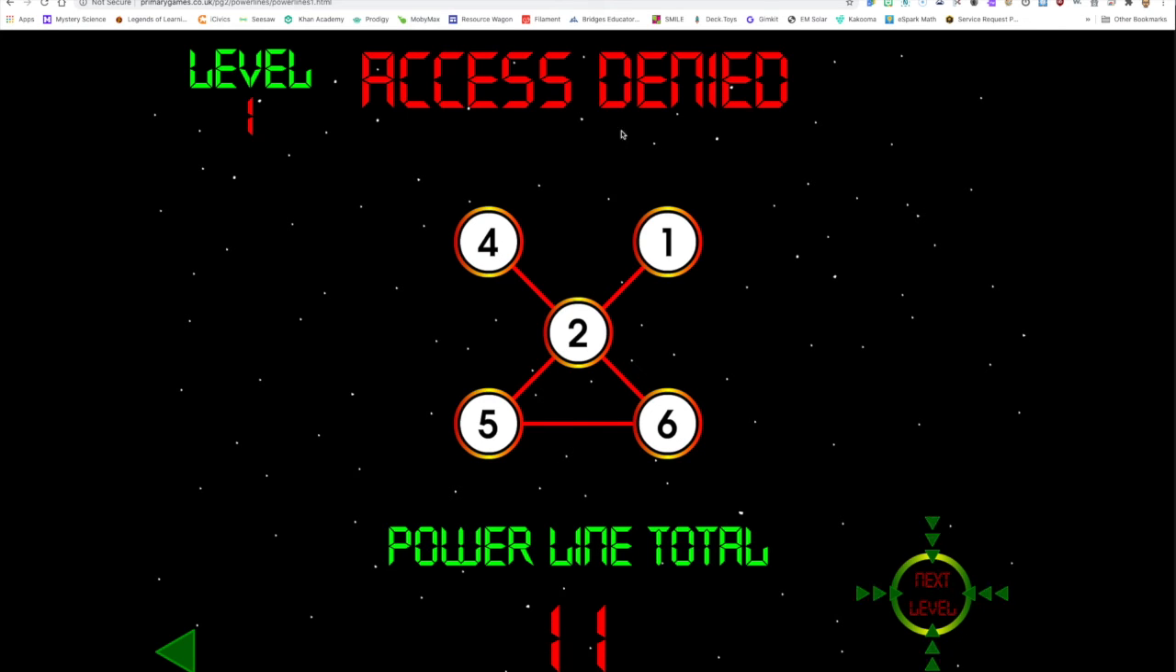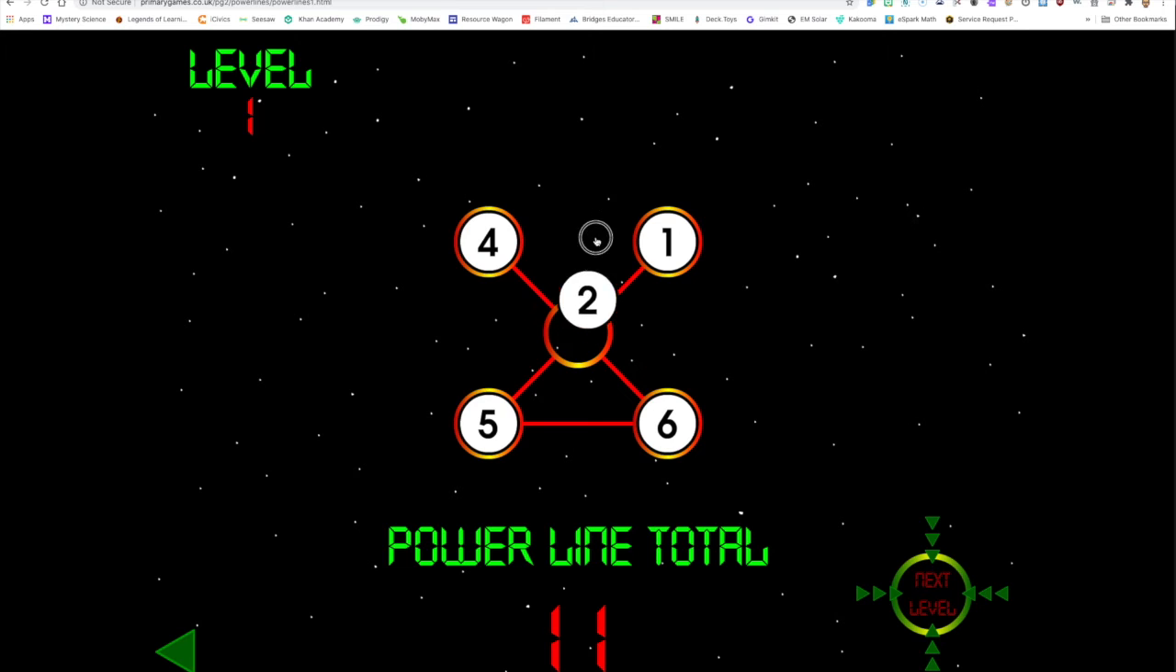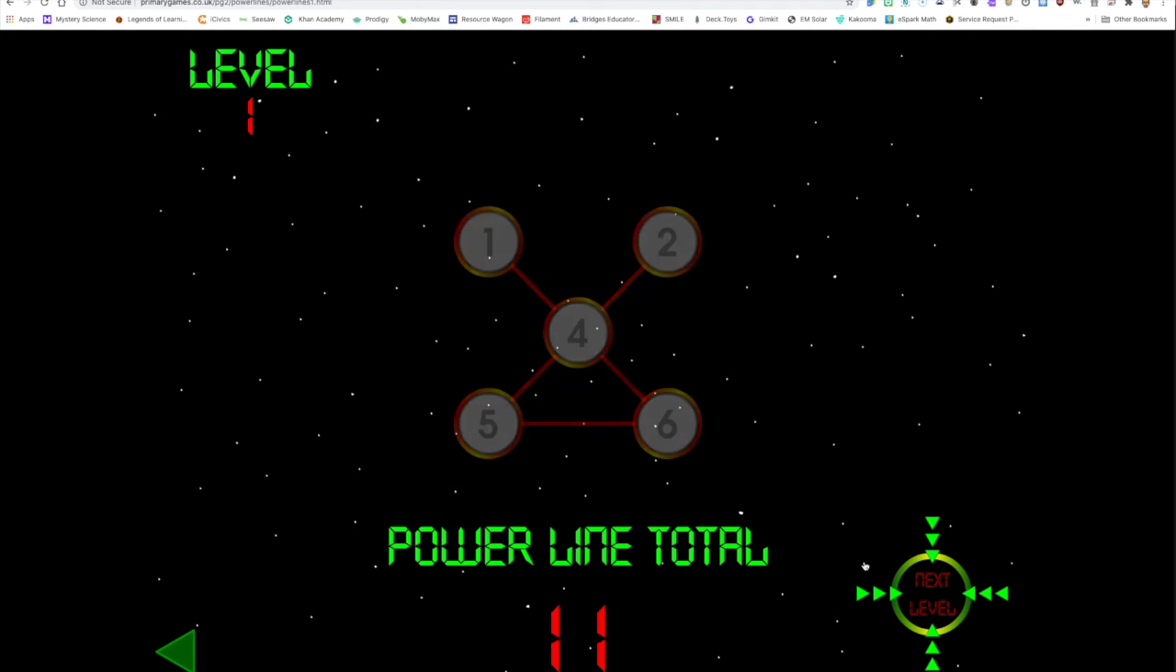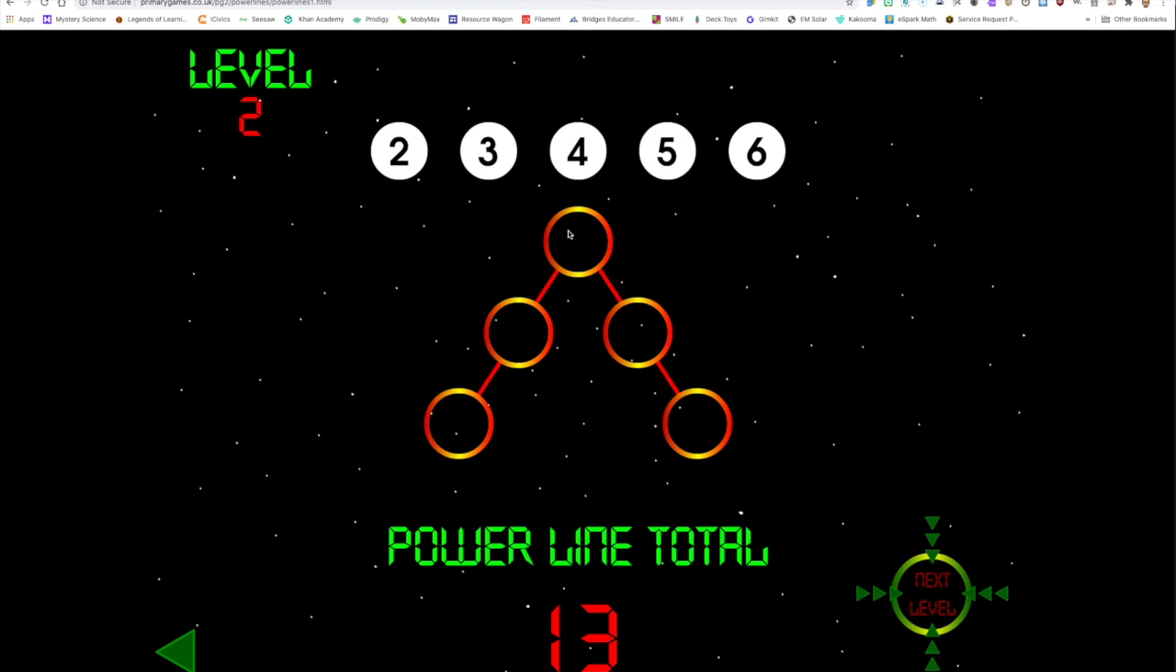But if I click next level, it's going to say access denied. So I can take these out. Ooh, 6 plus 4 is 10, plus 1 is 11. 5 plus 4 is 9, plus 2 is 11. So this equals 11, that equals 11, and that equals 11. So if I click, then they spin and then it will power you up to the next level. And then you keep doing this until you level out.